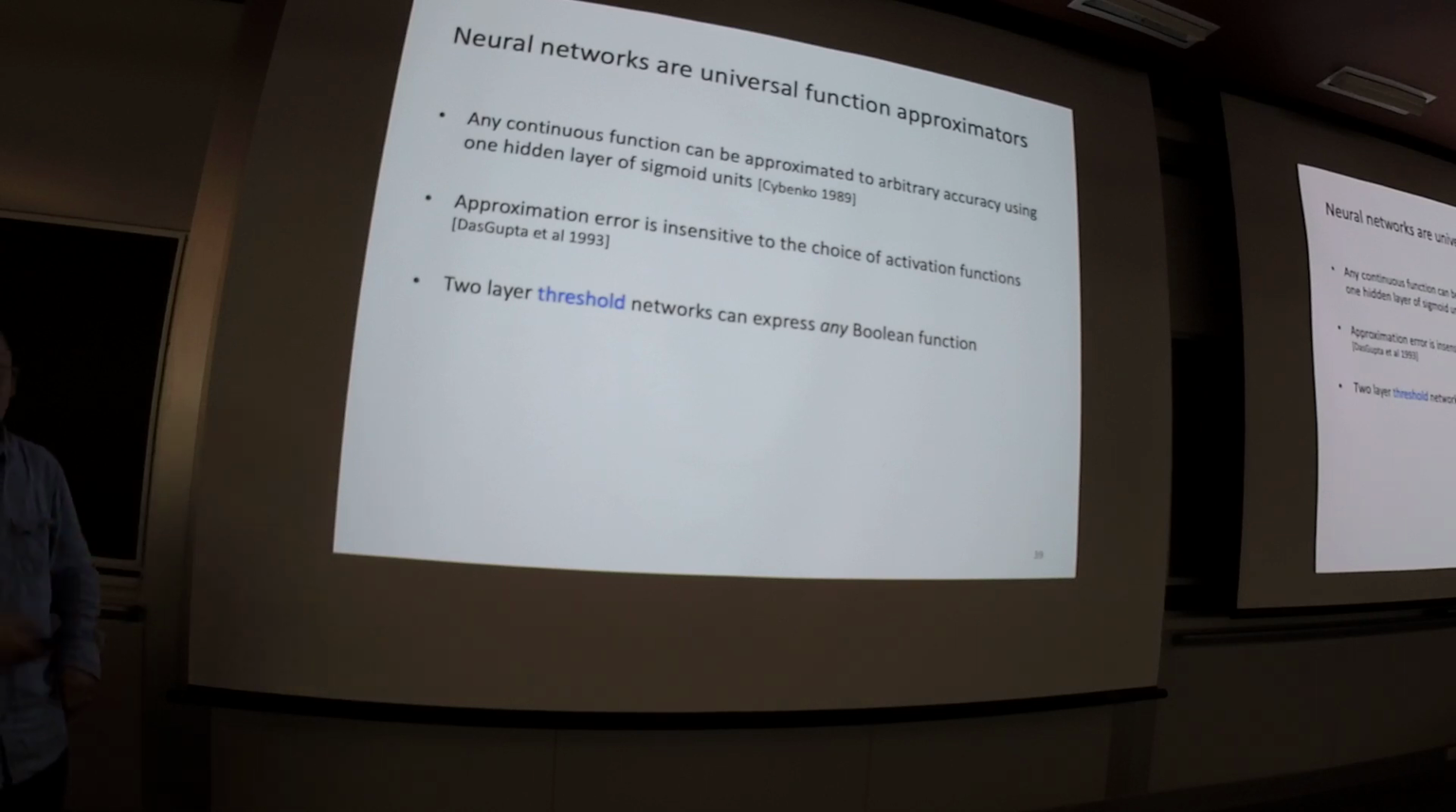Arbitrary accuracy means that, say I give you some error level, say less than 10 to the minus 6. Then as long as you increase the number of nodes in that layer and give me enough data, I can always ensure the output of this neural network is close to the target function within this epsilon. This is kind of an amazing conclusion, right?